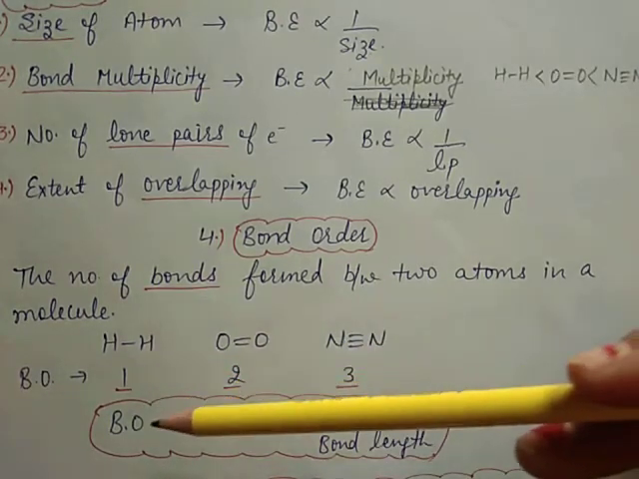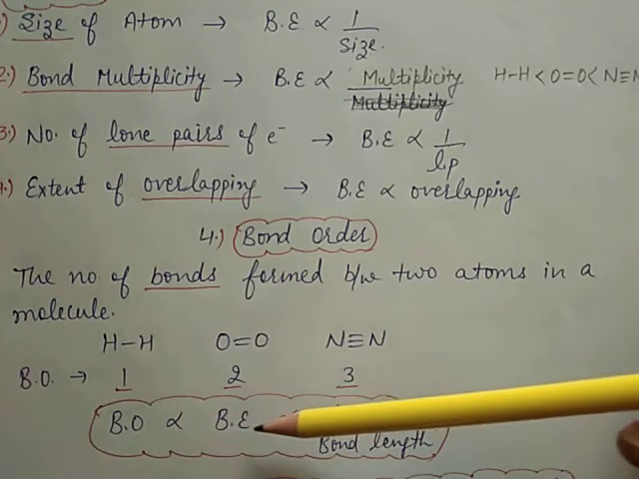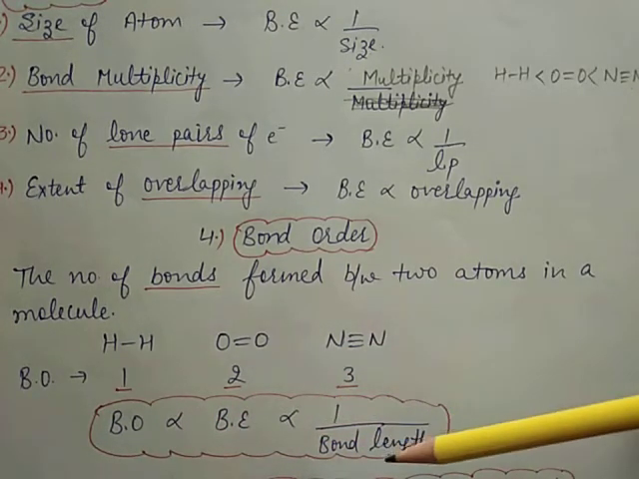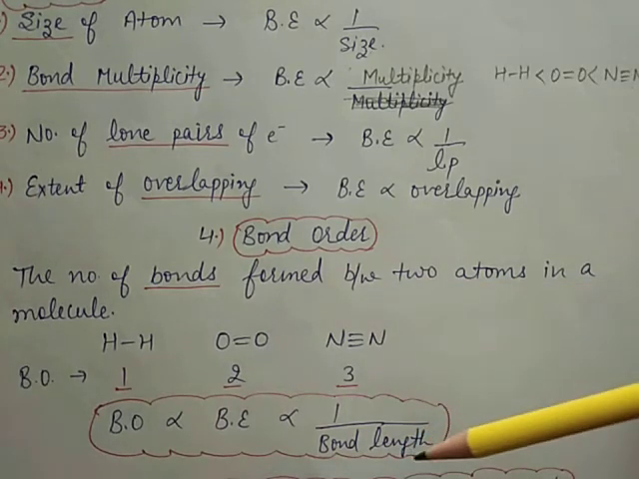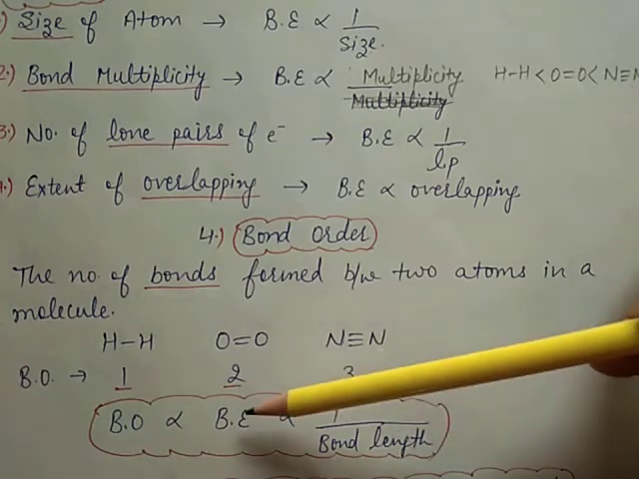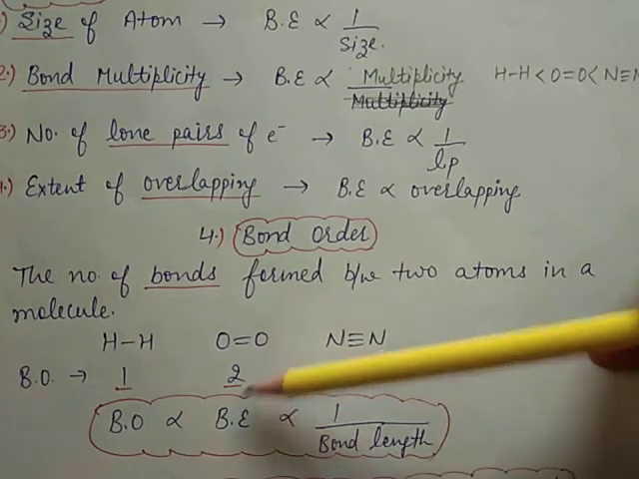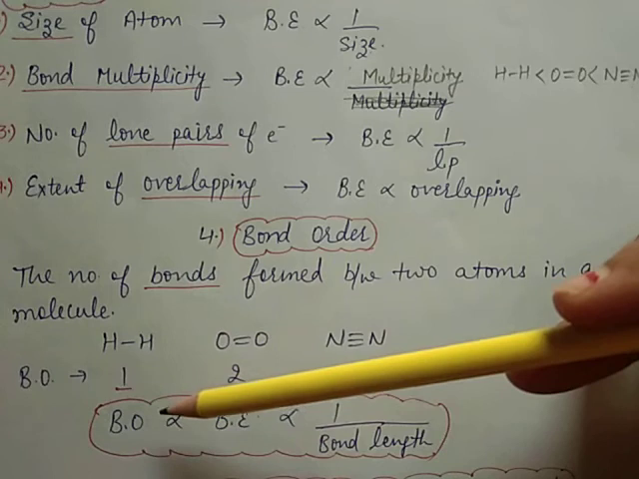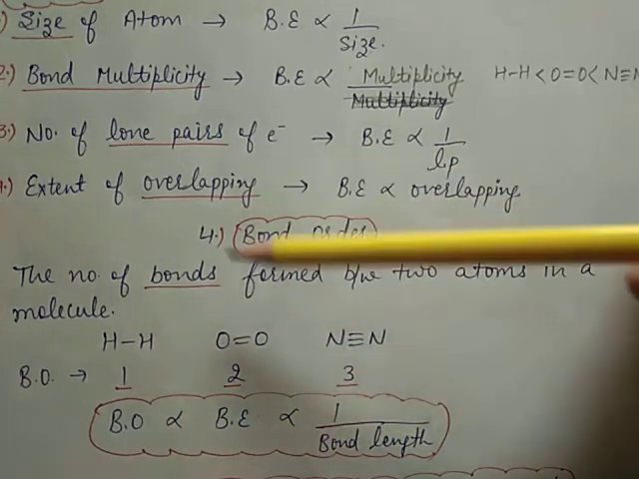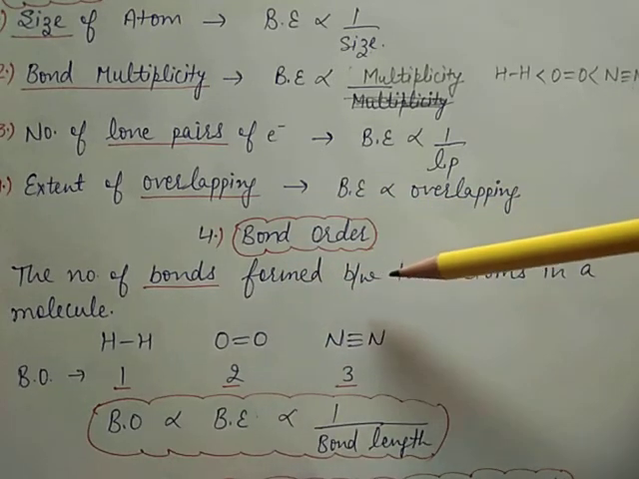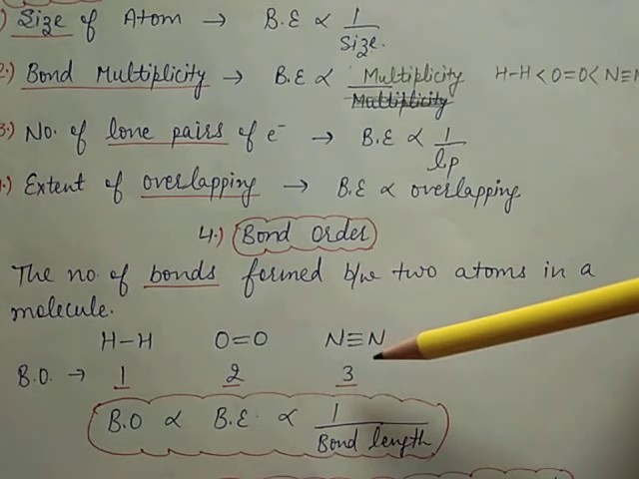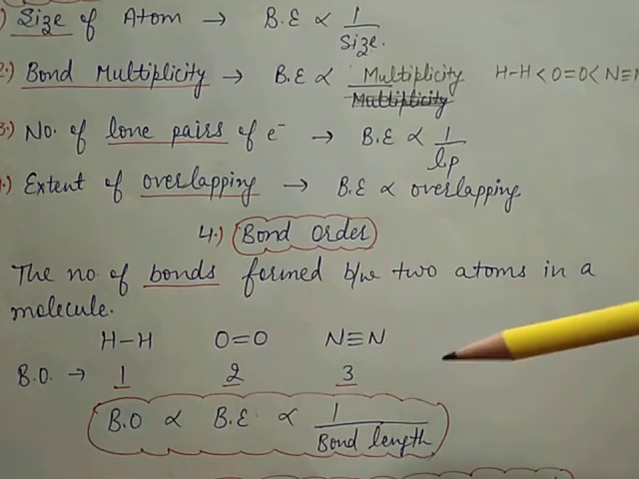So we can say that the bond order is directly proportional to the bond dissociation energy, and inversely proportional to the bond length. Means if the bond length increases, then bond enthalpy is less and bond order is also less. So with this help, if we count the number of bonds present between atoms, then we can easily calculate the bond order of any molecule.